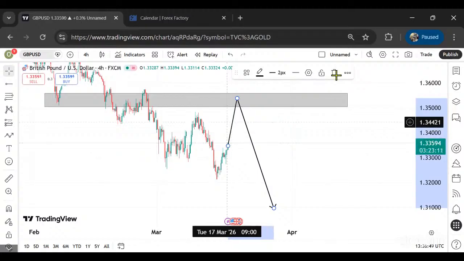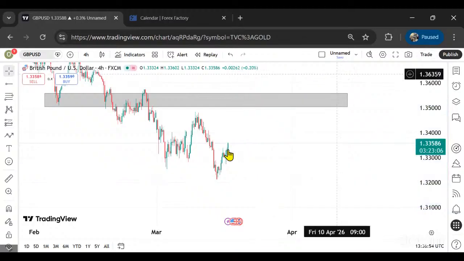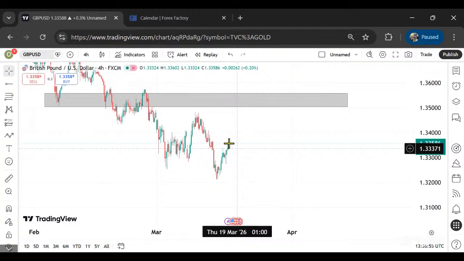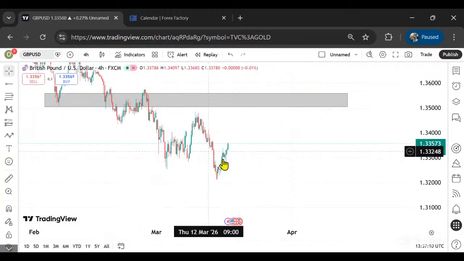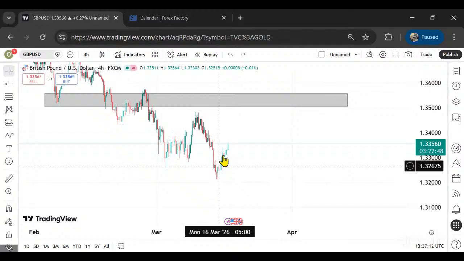Now you might be asking me, why not buy this trade up here? The reason is because you shouldn't trade against the trend. What am I saying? Don't trade against the trend. If you see that the market is showing you a downtrend, then whenever the market is buying, don't risk it and say, let me just buy small.